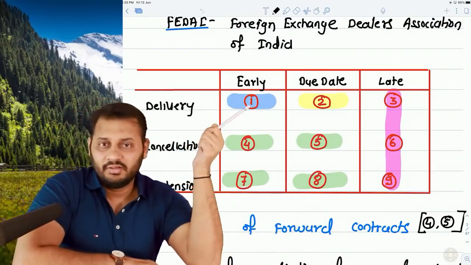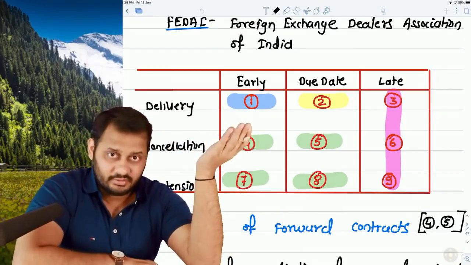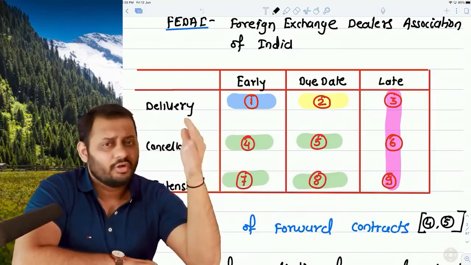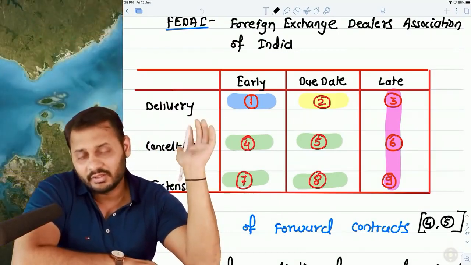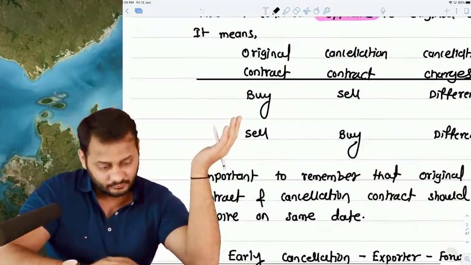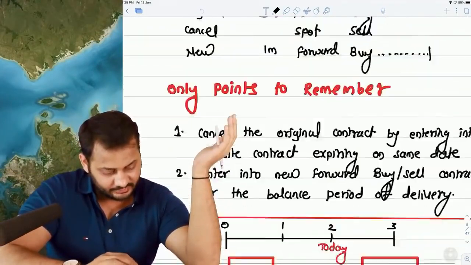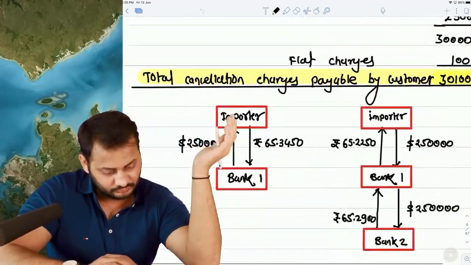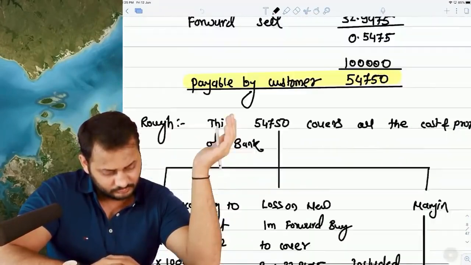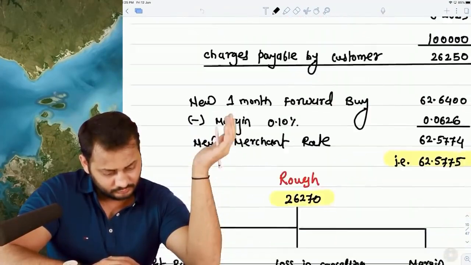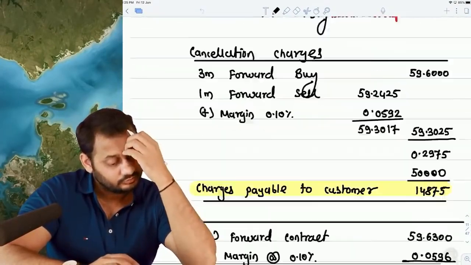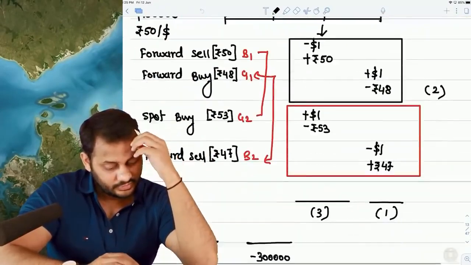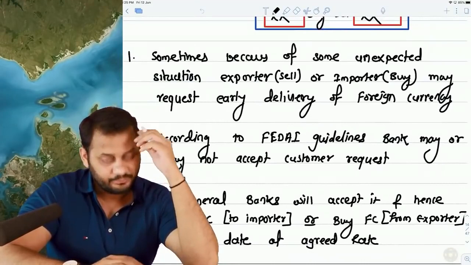In case of early delivery, it is up to the bank whether they accept the early delivery or not. But in the normal case, the bank will accept the early delivery. If it happens, see a few things that we need to read. If the early delivery happens, what will be the points?